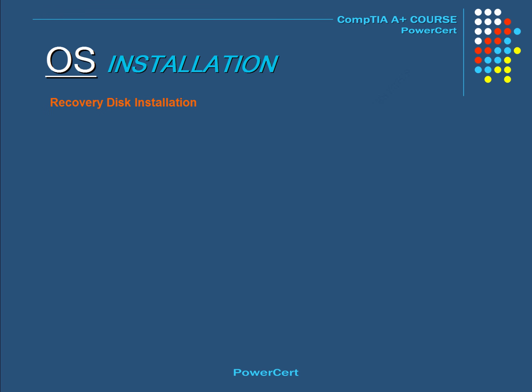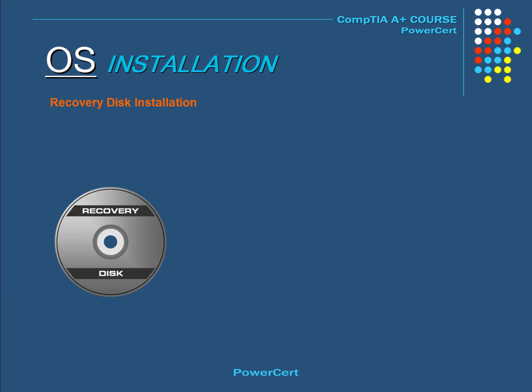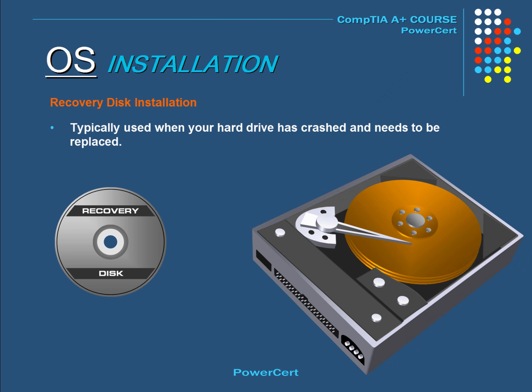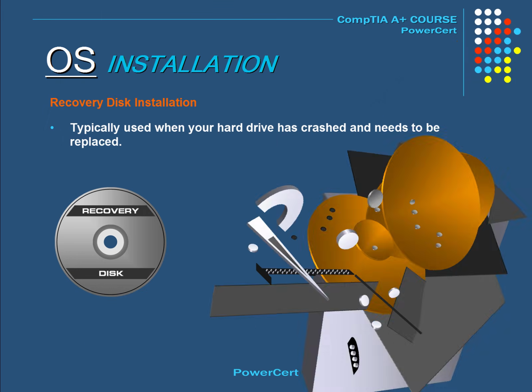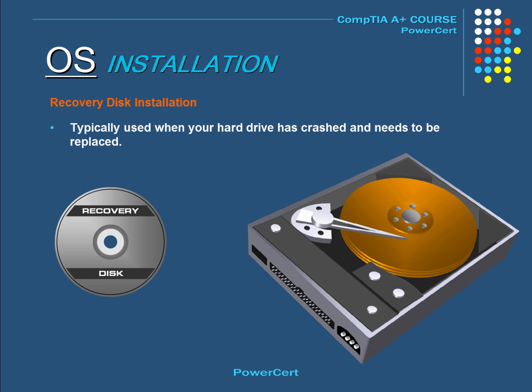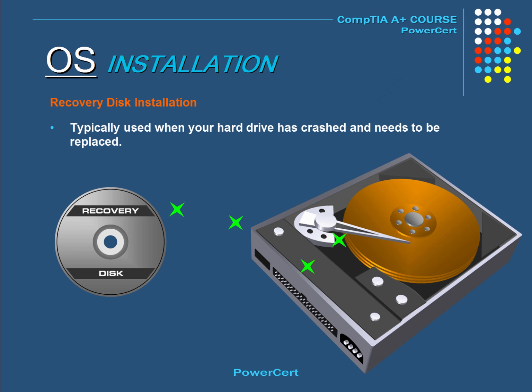Another way to install Windows is by using the recovery disk. Like the recovery partition, the recovery disk is a disk that also contains a backup copy of the operating system, drivers, and software that originally came with the computer from the manufacturer. It also allows you to return the computer's original condition when you first purchased the computer. You typically use the recovery disk when your hard drive has crashed, which basically means that your operating system and the recovery partition are no longer accessible and you have to install a new hard drive. And you would use the recovery disk to install the operating system and software on the new hard drive.